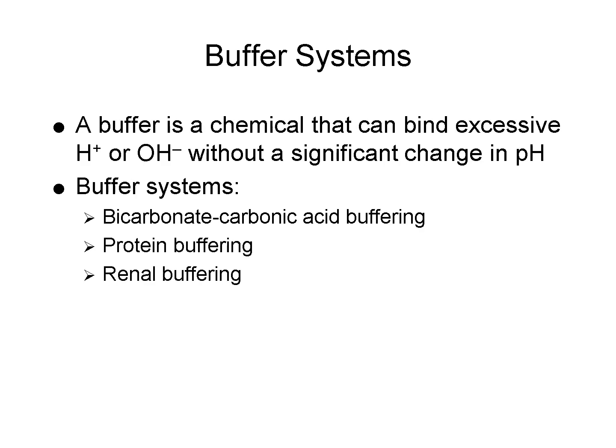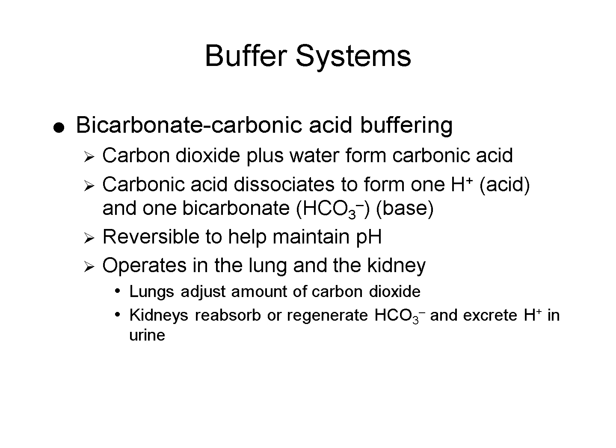A buffer is a chemical substance that can bind to excessive hydrogen ions or hydroxide ions, preventing significant changes in pH. The body's primary buffer systems include the bicarbonate carbonic acid buffering system, protein buffering, and renal buffering. Each of these systems plays a critical role in quickly stabilizing pH when acids or bases threaten to disrupt the body's internal balance. The bicarbonate carbonic acid buffer system is the primary chemical buffer in the body.